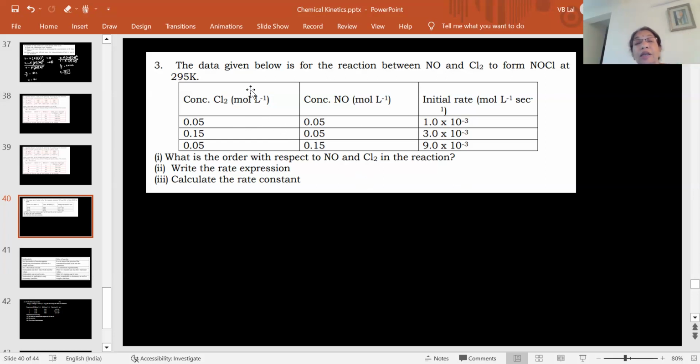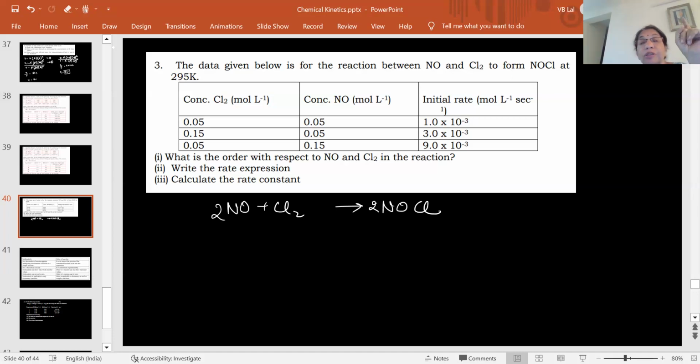So the data given below is for the reaction between NO and Cl2 to give NOCl, right? So what will be the equation? NO plus Cl2 giving NOCl. Okay. So this will be 2NO plus Cl2 giving 2NOCl. But anyway, the stoichiometric coefficients of this equation need not necessarily be the orders with respect to NO and Cl2. So we have to figure out. So here what you see carefully, we will write the 3 reactions based on this.